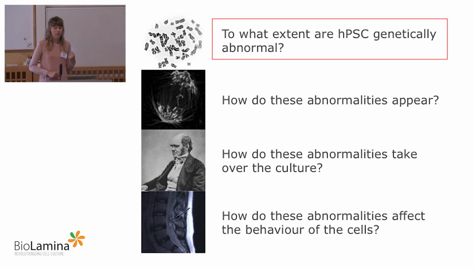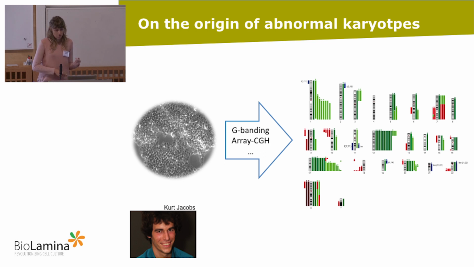Basically the idea is that when you have a cell culture and you do a G-banding or an array CGH to check the karyotype, what you're seeing, if you see a chromosomal abnormality such as any of the ones listed here, is an endpoint. This is where the culture went to because something happened in earlier stages.